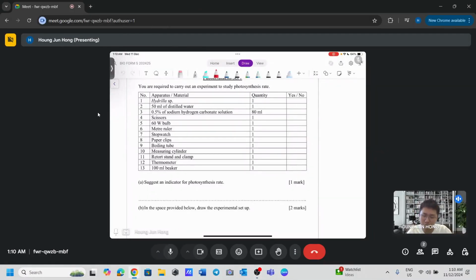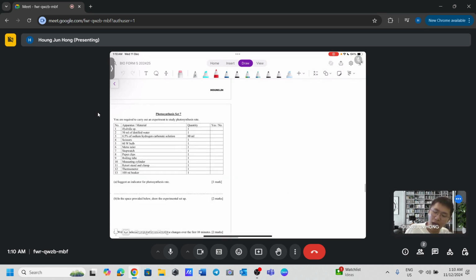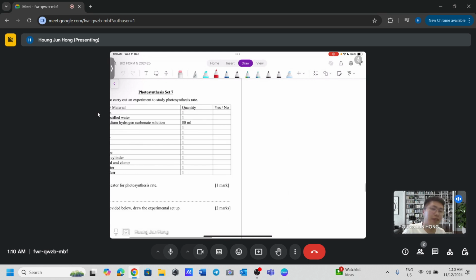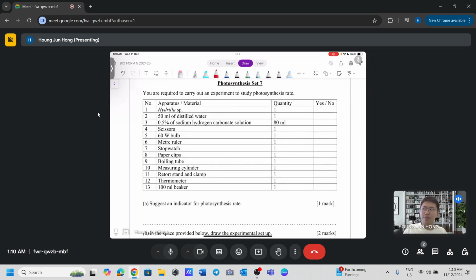Okay, guys, over here, let's quickly run through our last set of photosynthesis, photosynthesis set 7. Let's go through this set together. First I have to clarify that this paper is different, because it's not about any factor, it's not MVRV. It's just a simple experiment to study photosynthesis. It's very simple: one single control experiment, only one set, only one time of measurement.